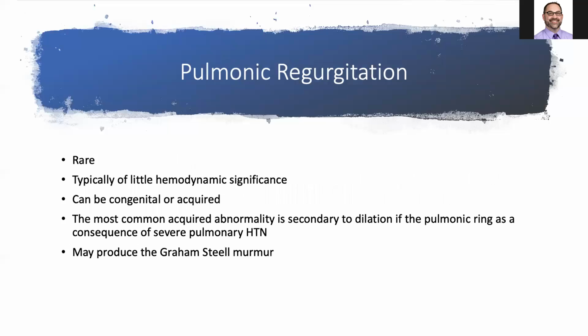Pulmonic regurgitation is rare. It typically has little hemodynamic significance and can be congenital or acquired. The most common acquired abnormality is secondary dilatation of the pulmonary ring due to severe pulmonary hypertension.